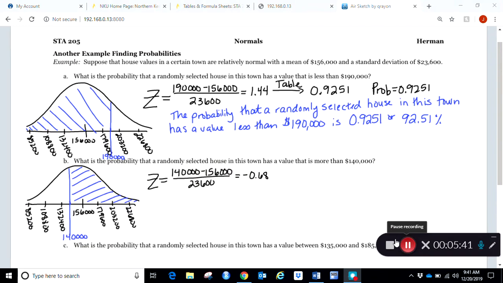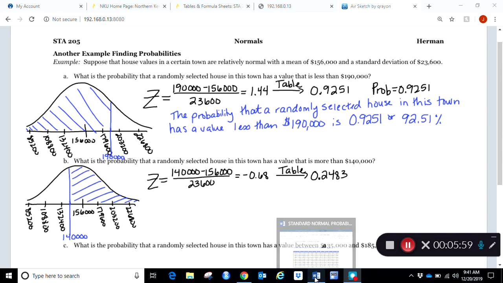So first, doing my z-score calculation, I can see that I got negative 0.68, which is between that -1 and 0, as I knew it should be. Next, we're going to take that value to the table. As we take the negative 0.68 to the table, we should find 0.2483.